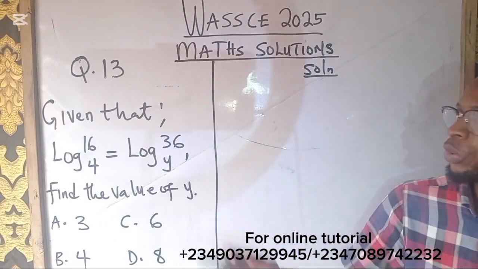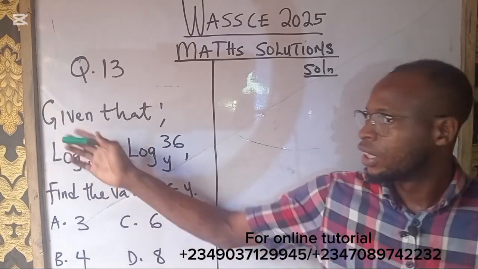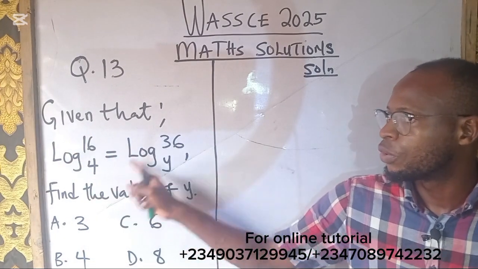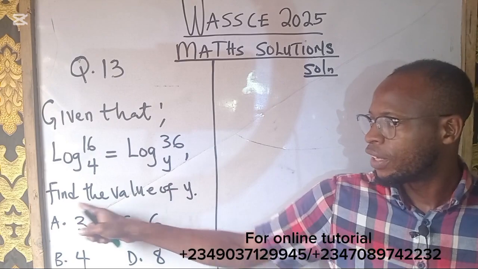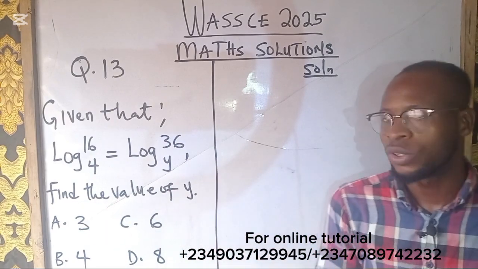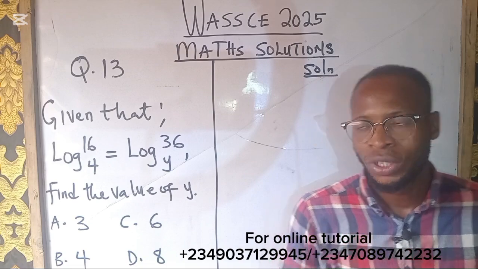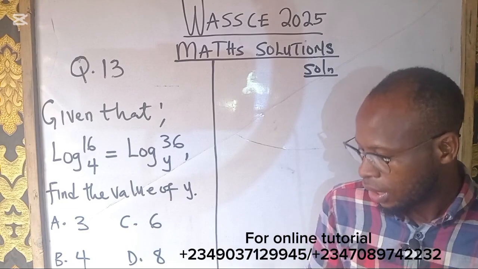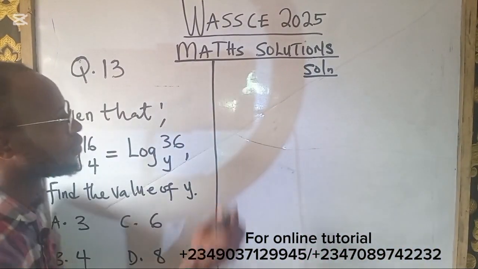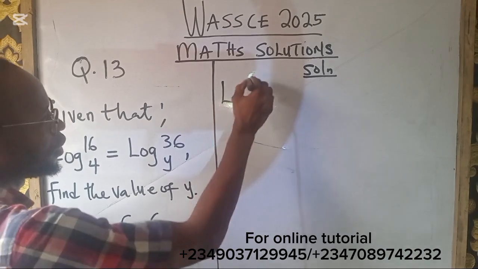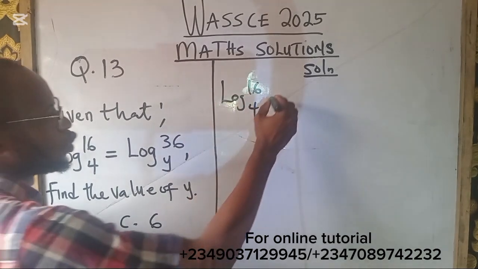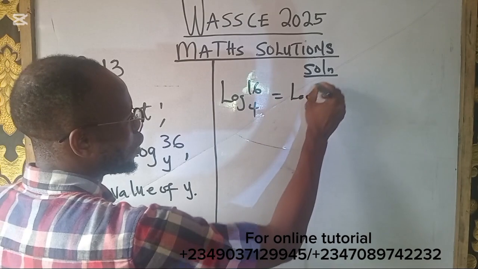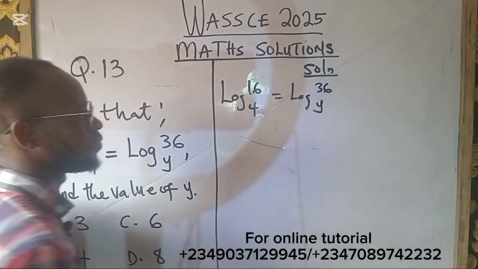So here we have the next question on the board, question 13. Given that log 16 in base 4 equals log 36 in base y, find the value of y. So this is based on logarithmic equations. When you see a problem like this, how do we solve it? Please listen carefully. We have log 16 in base 4 equals log 36 in base y.